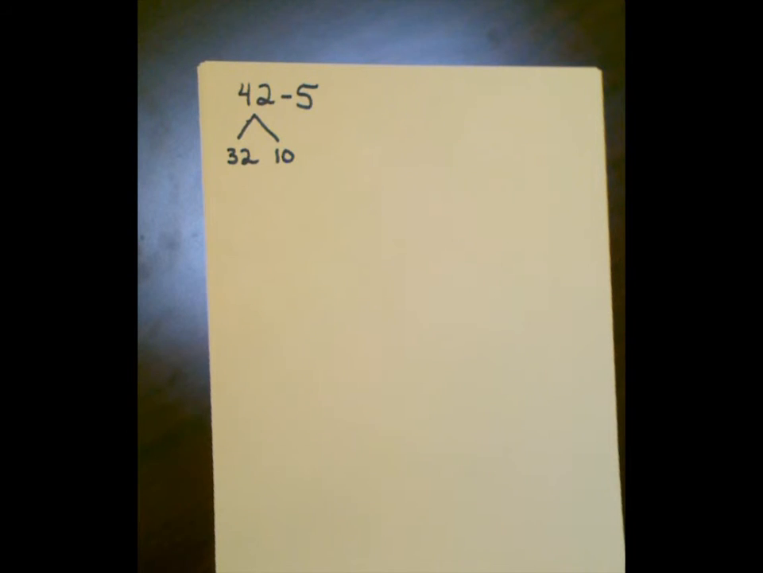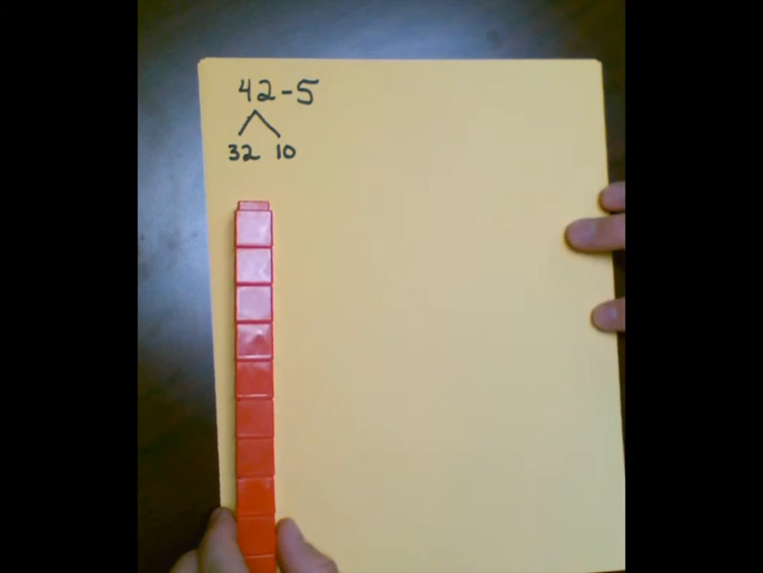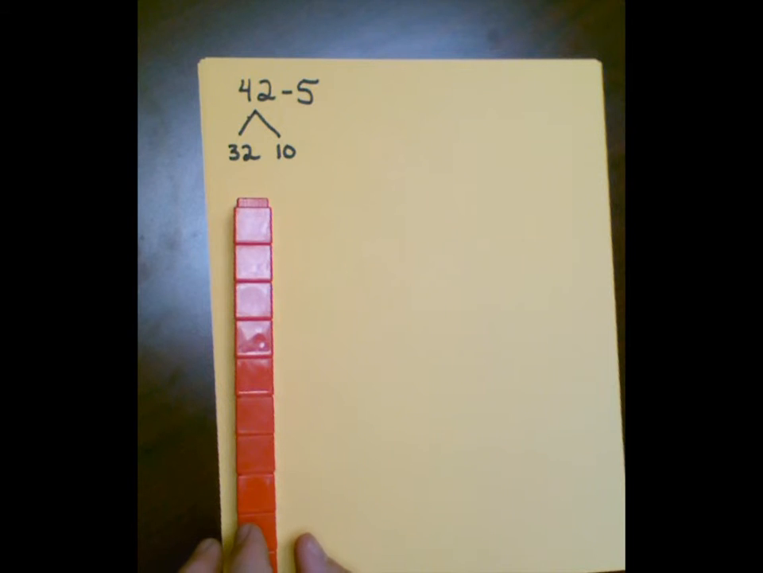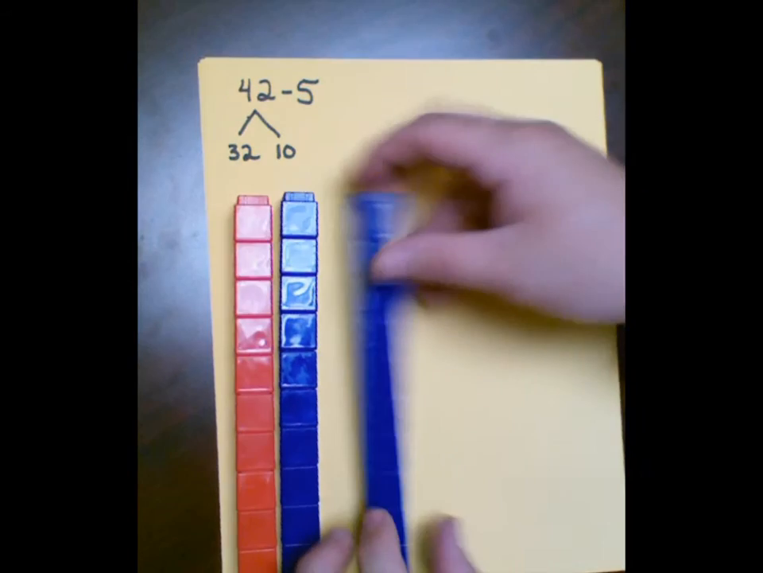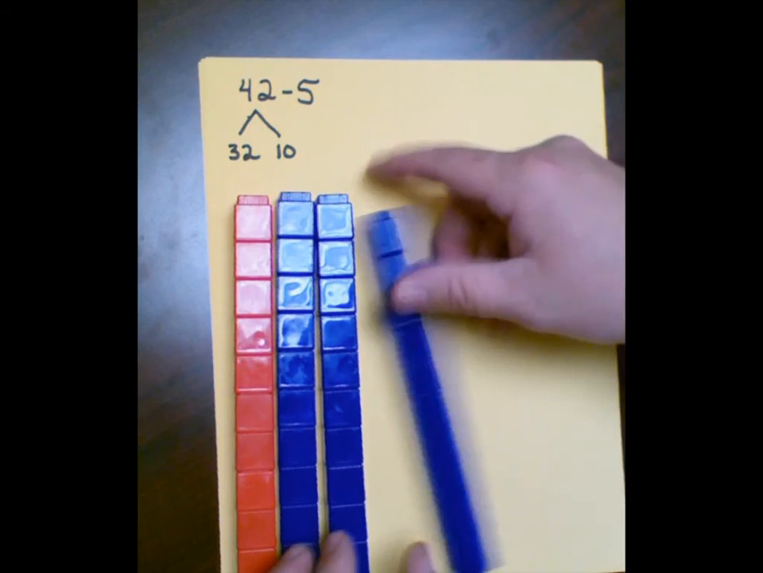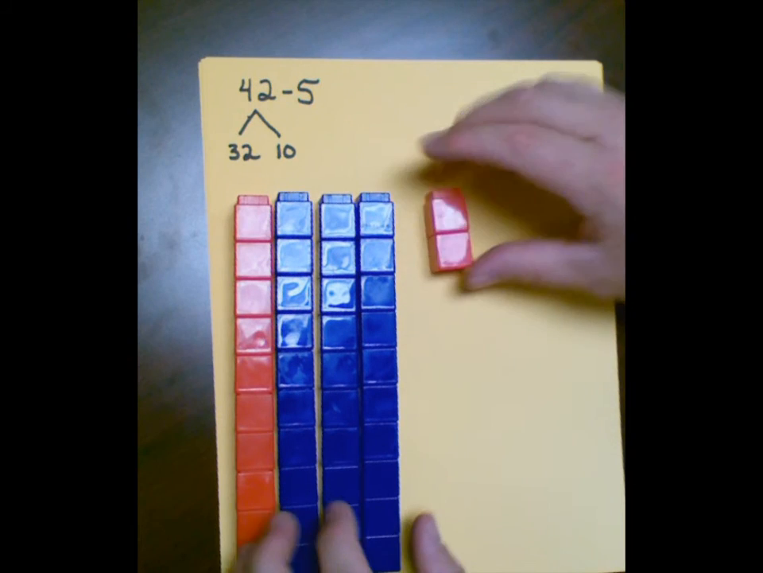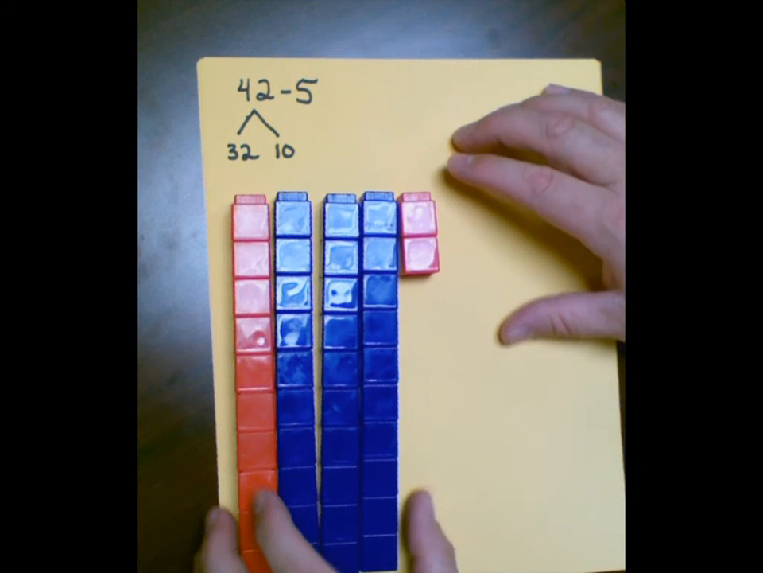So let's do one more. So let's do 42. Take away 5. So again, I've got 1 ten, 2 tens, 3 tens, 4 tens, and 2 units. So again, ignore the colors, and I'm going to take away 5.